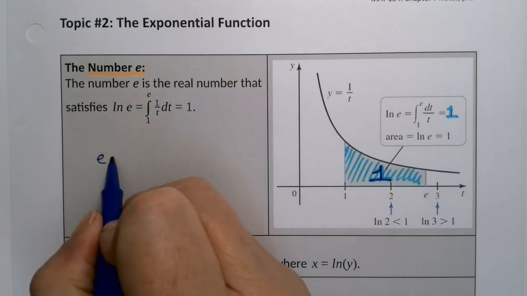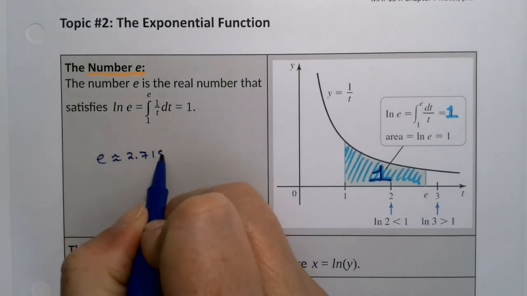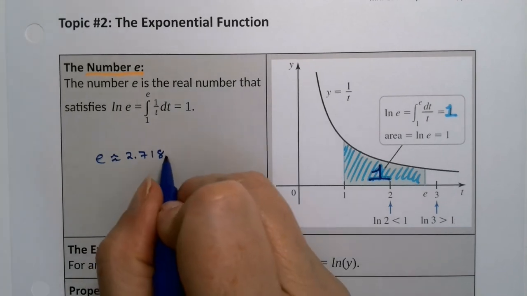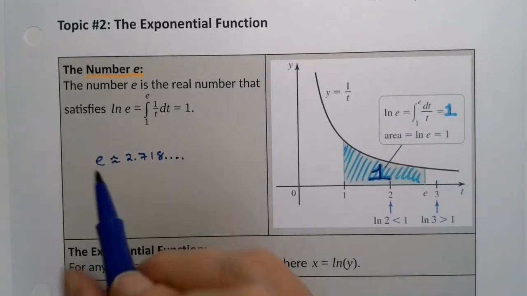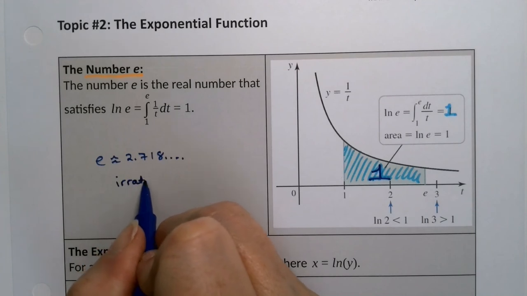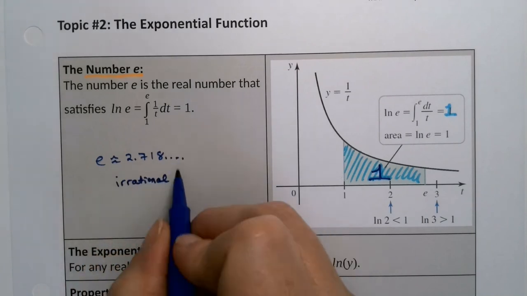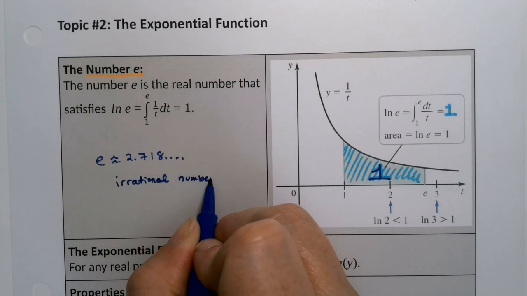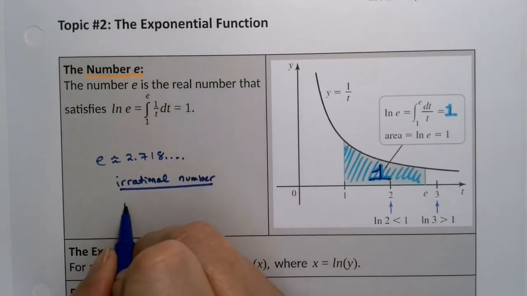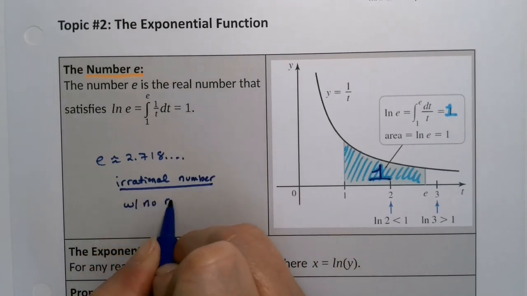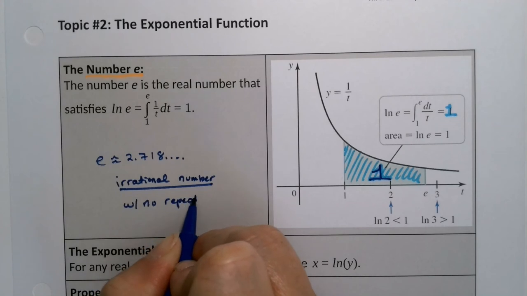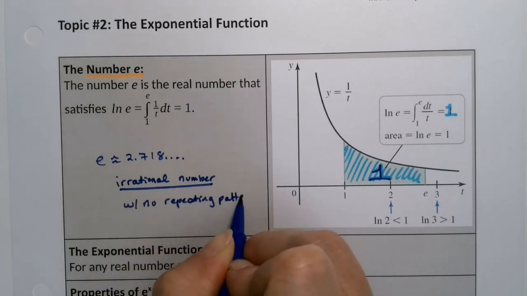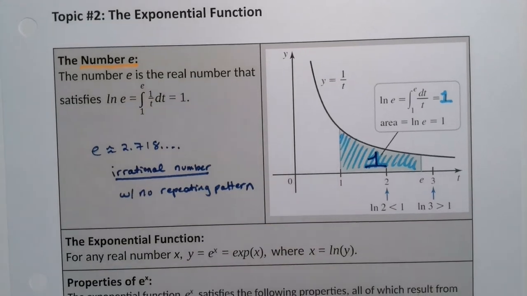So e is about 2.718. I mean, it's like pi. It goes on forever and ever with no pattern. So it's an irrational number. Cannot be written as a ratio. Cannot be written as a fraction. It's an irrational number with no repeating pattern, just like pi is. Or the square root of 2, that kind of thing.